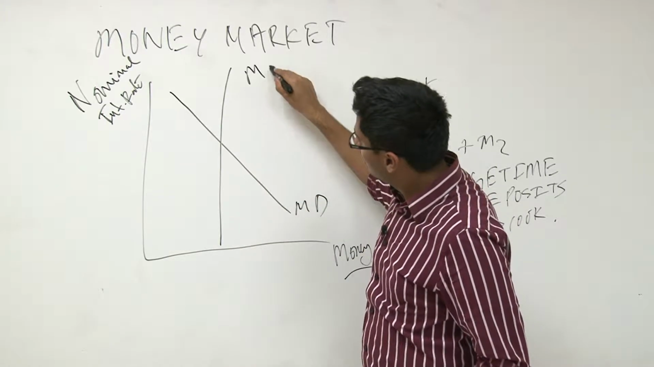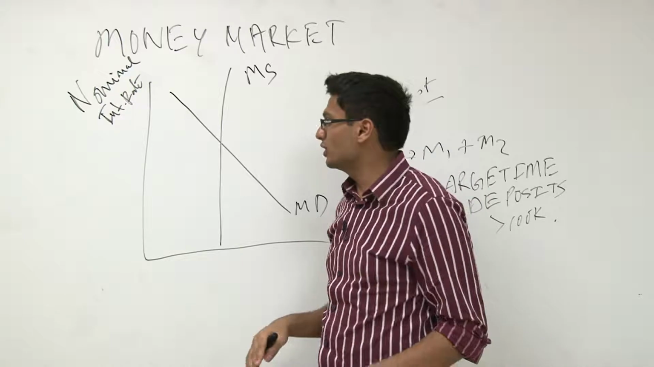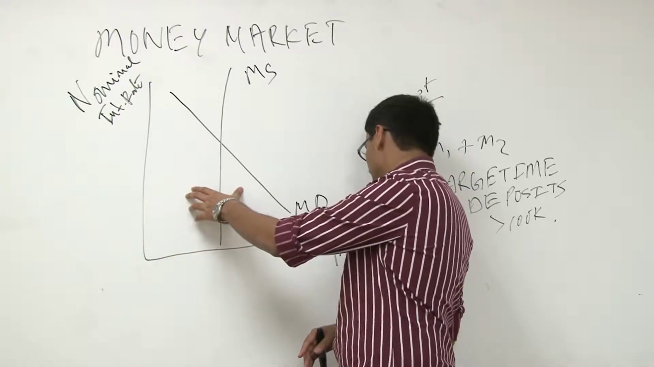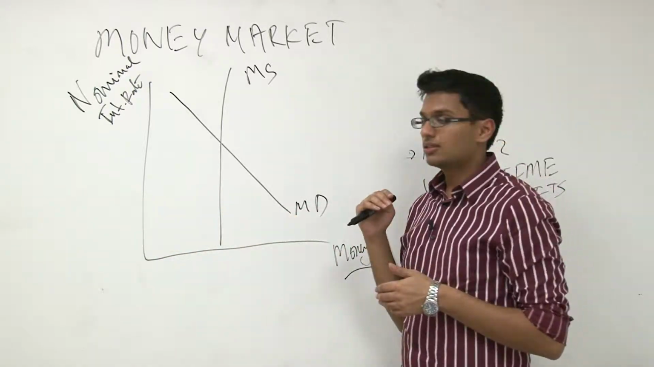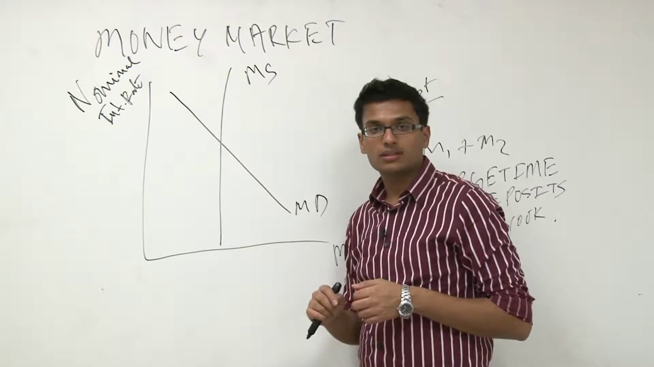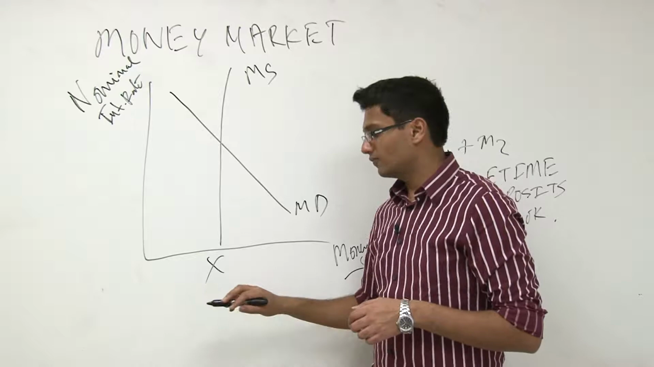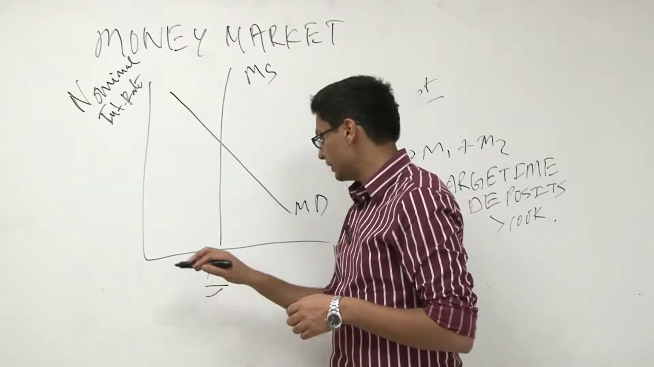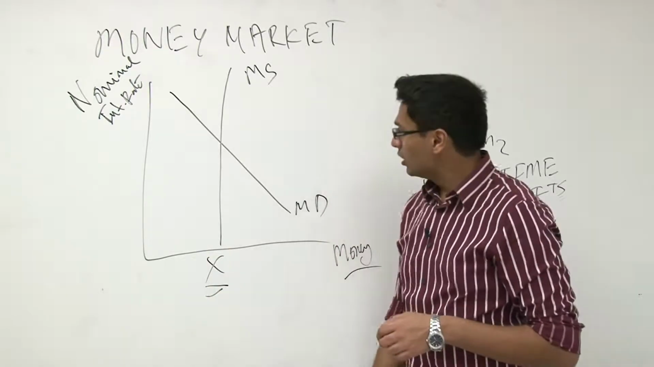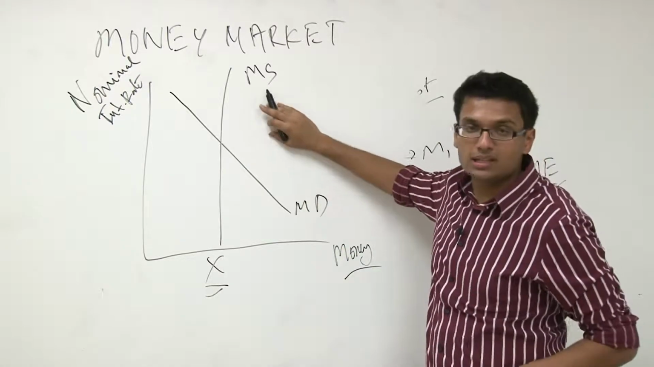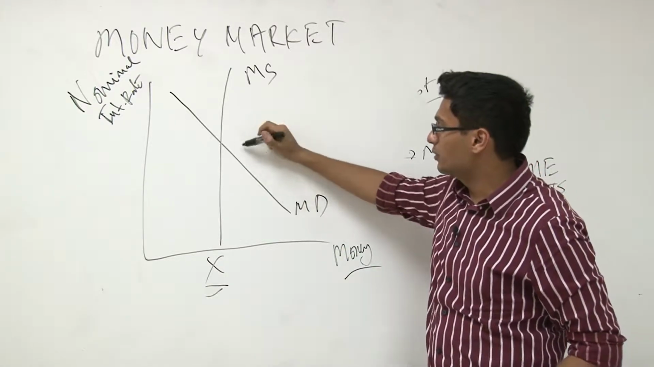Okay, money supply is not downward sloping, so it does not vary depending on the nominal interest rate, right? It just is a constant supply of money. This is a constant number, a finite number. So what does this equilibrium mean? When money supply meets money demand, what is this equilibrium right here?